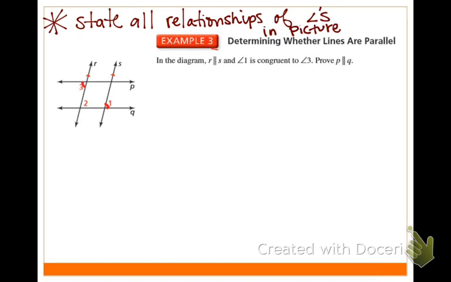Prove that P is parallel to Q. So on this one, all that I ask of you is that you write the relationships that you see. We already know 1 and 3 are congruent, though they don't have a formal relationship. Let's just start with 1 and 2. What relationship do angle 1 and angle 2 have? They're corresponding. So 1 and 2 are corresponding, which makes their measures what?